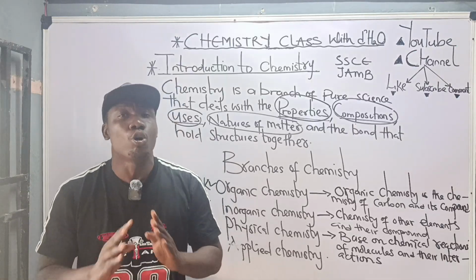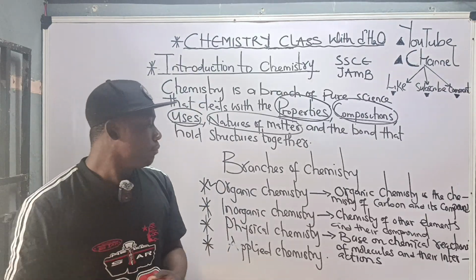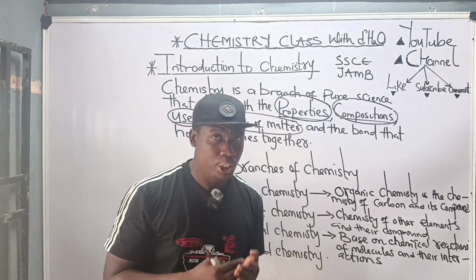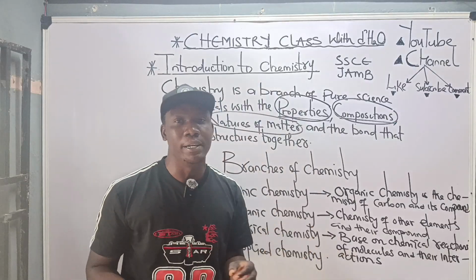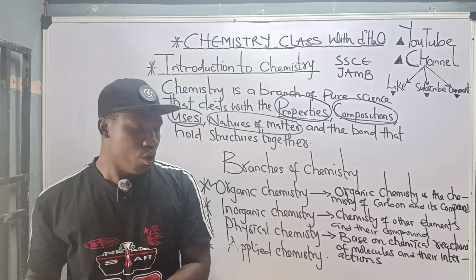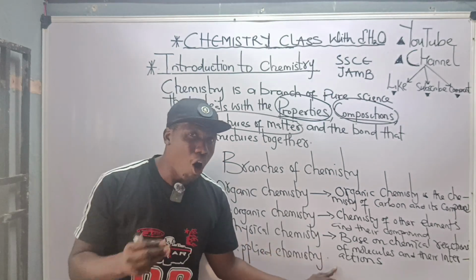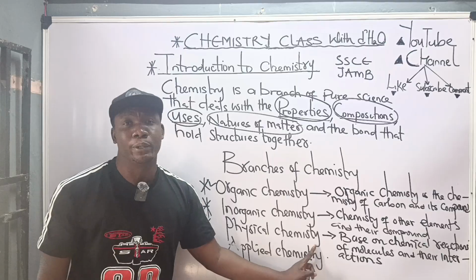When we talk about atomic structure, chemical bond, trends in the periodic table, like periodicity of elements, we are talking about physical chemistry. When we talk about gas laws, Dalton's law of partial pressure, all laws of gases are based on the physical aspect of chemistry.